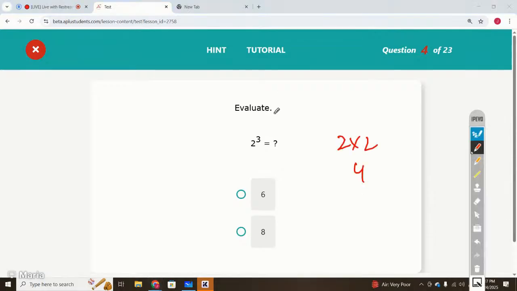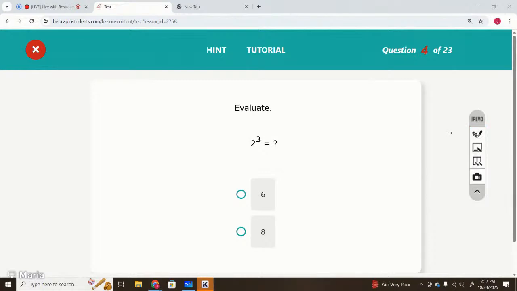Evaluate 2 cube. 2 times 2 times 2. 2 times 2 is 4 and 4 times 2 is 8. Option number 2 is the correct option. That is 8.